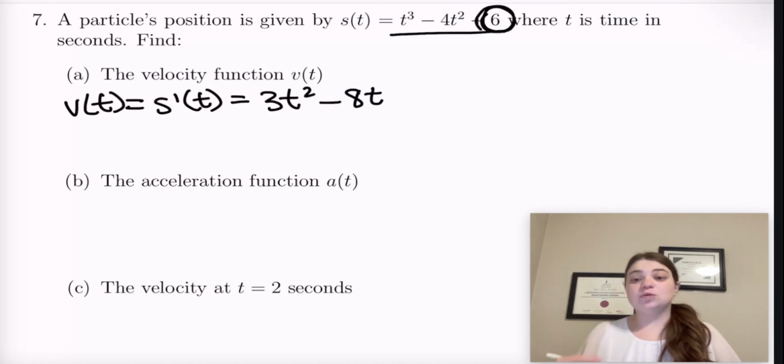In fact, it wouldn't matter which constant this was for our velocity. If the constant was something else, we would still get the same velocity here.